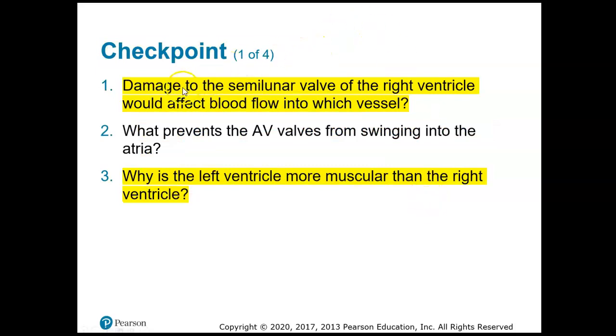So, damage to the semilunar valve of the right ventricle would affect blood flow into which vessel? The semilunar valve of the right ventricle is the pulmonary valve. So it would affect blood flow into the pulmonary trunk, which branches into the pulmonary arteries.